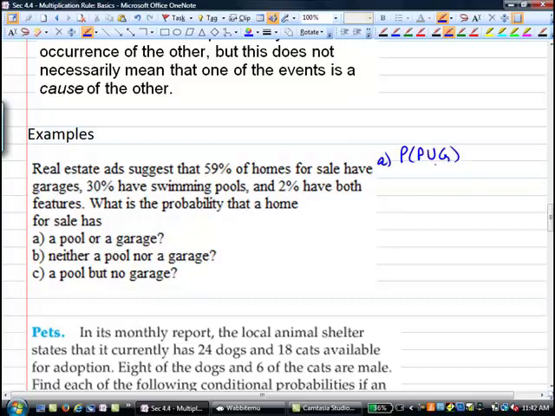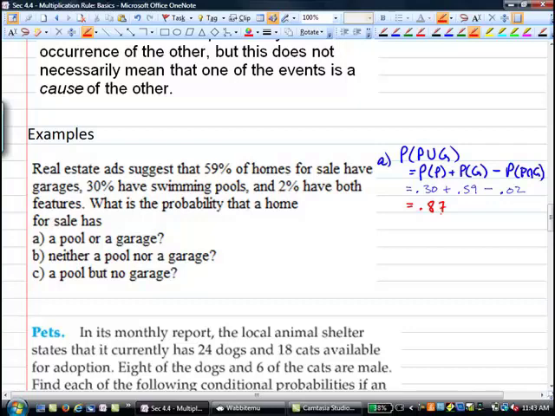Well, remember the addition rule? That's going to be equal to the probability that the home has a pool plus the probability that the home has a garage minus the probability that the home has a pool and a garage. If there's overlap, you counted it once with the pool, once with the garage. It got counted twice, so take it away once. The probability that a home has a pool is 0.30. The probability that a home has a garage is 0.59. And since 2% have both features, we have to subtract 0.02. So this is going to end up being what for the probability that the home has a pool or a garage?